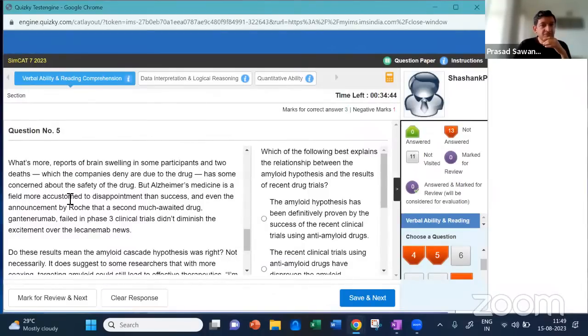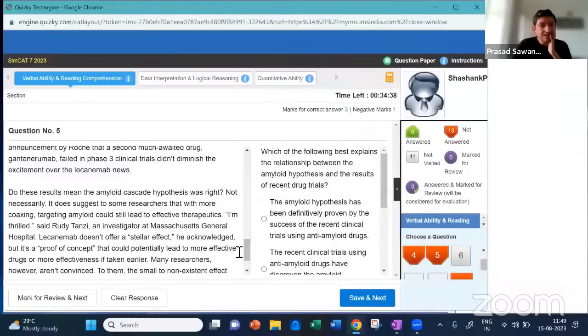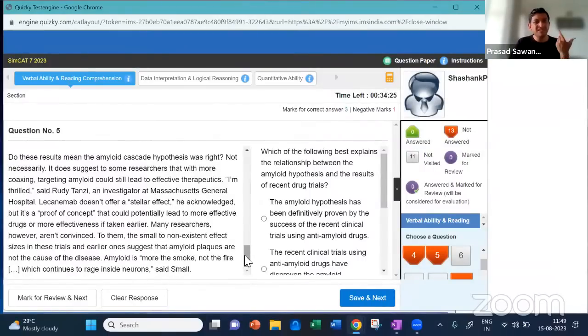Safety of the drug is a field more accustomed to disappointment than success, and even the announcement by Roche that a second much awaited drug, gantenerumab, failed in phase 3 clinical trials, didn't diminish the excitement over lecanemab. So the second drug failed in phase 3 clinical trials, that's why the first drug is fine, and the side effects, they are saying that the deaths are not because of the drug. Okay, fair enough. Do these results mean that the amyloid cascade hypothesis was right?